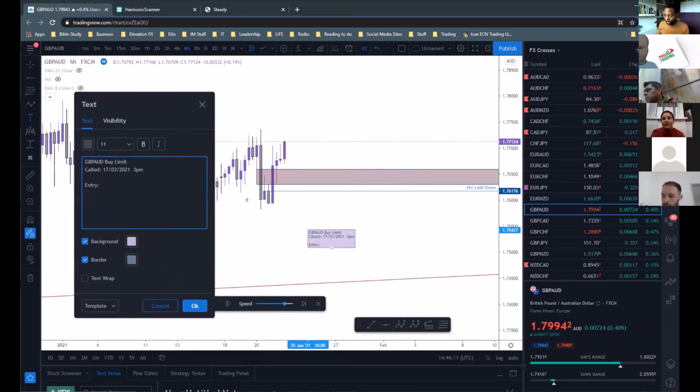I like this a lot. I like this setup a lot. It does look balanced, but I do like the setup. It looks balanced on this time frame. So we're going to say entry is 176.17.